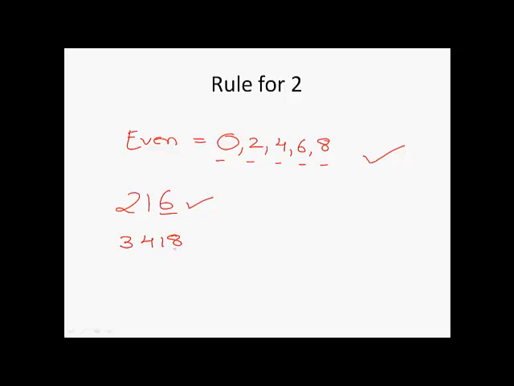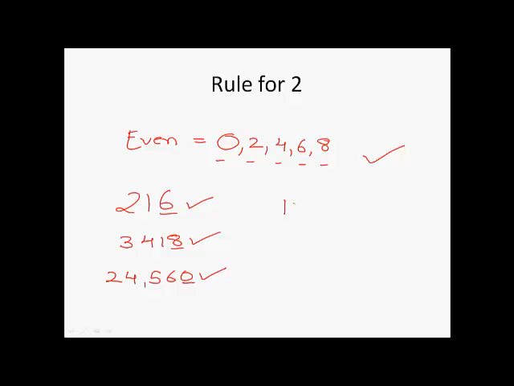We start with 2. Now remember, numbers are either even or odd. Even numbers are those which end with a 0, a 2, a 4, a 6 or an 8. So if the given number happens to be even, that is the last digit is either 0, 2, 4, 6 or 8, then it will be divisible by 2. For example, 216 ends with a 6, so divisible by 2. 3418 ends with an 8, divisible by 2. 24,560 ends with a 0, divisible by 2.